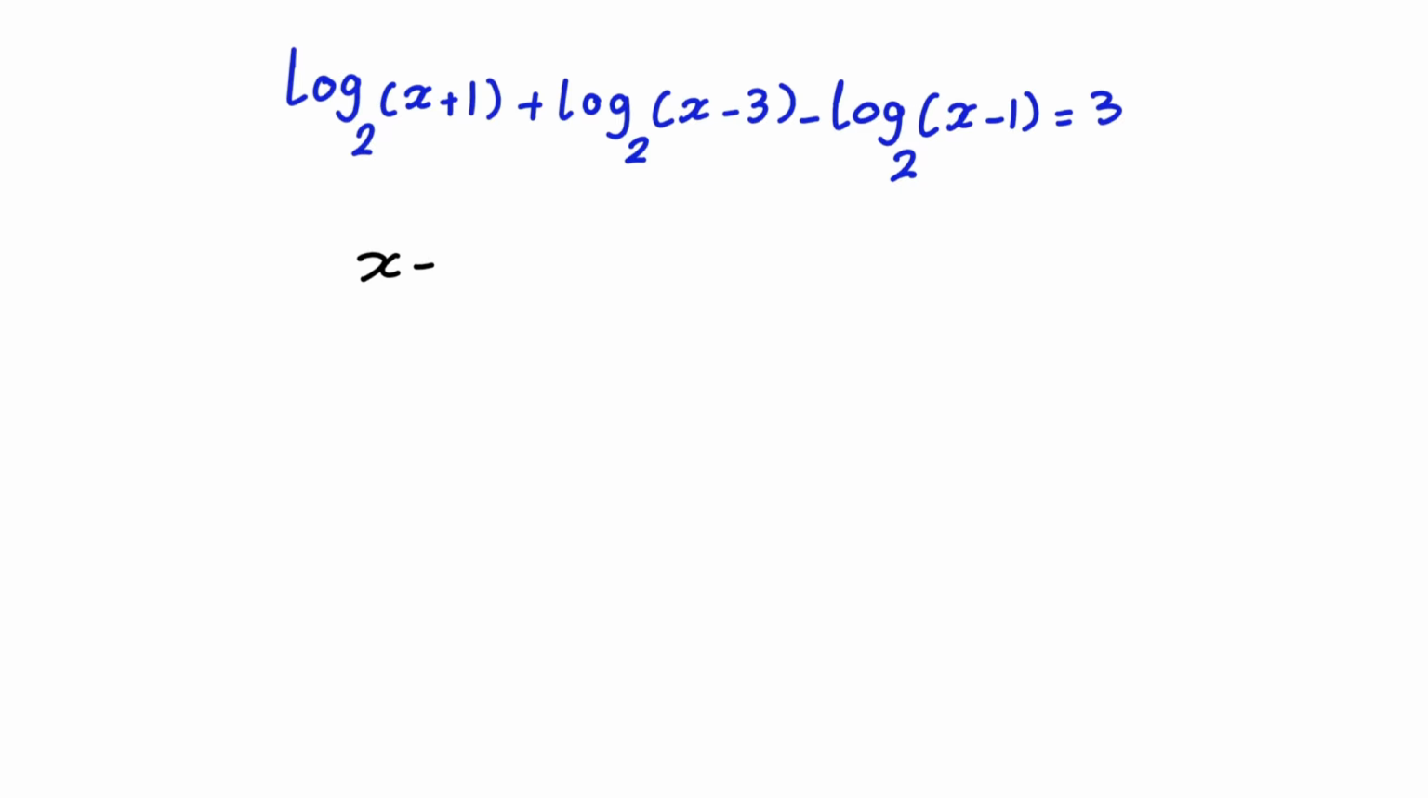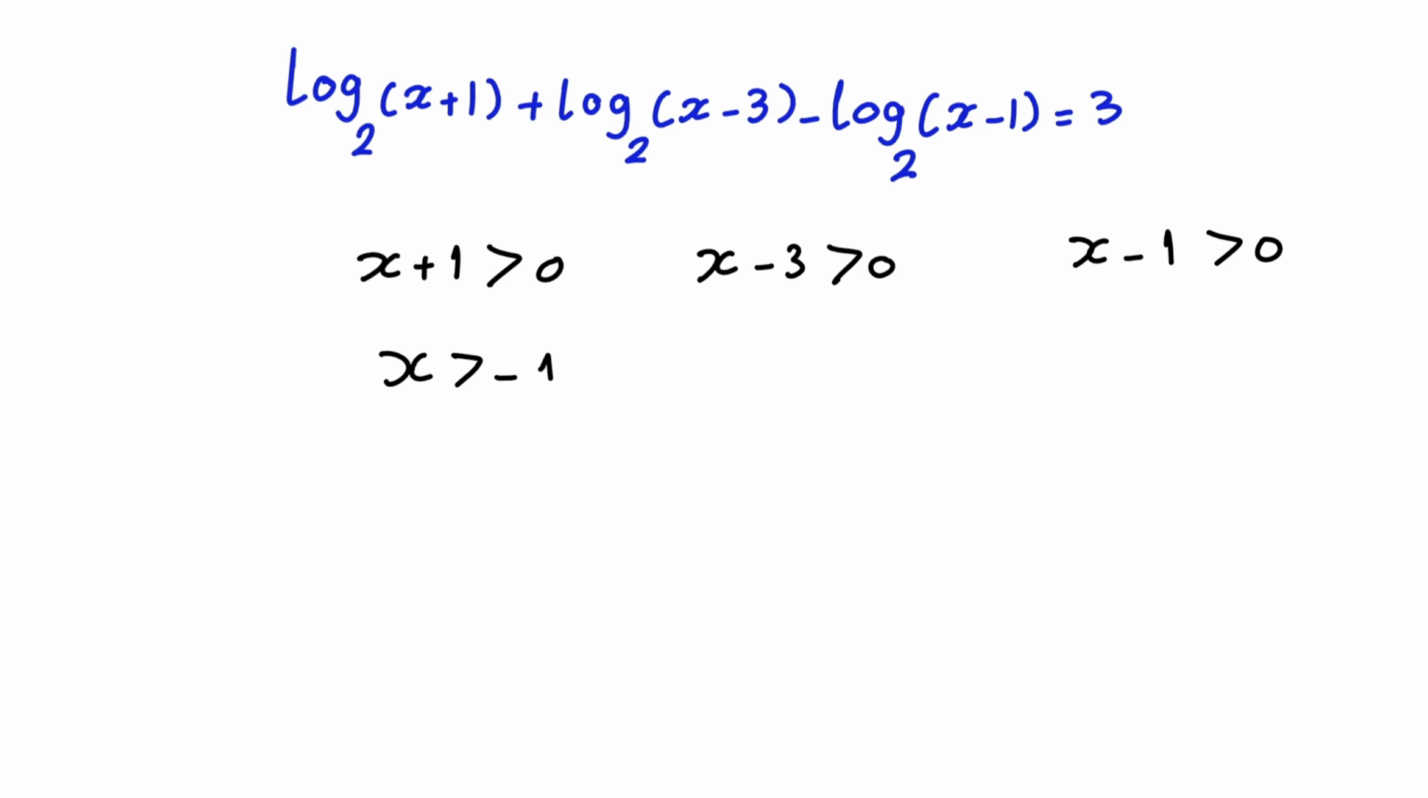Let's solve this logarithm equation step by step. Our problem is log base 2 of (x plus 1) plus log base 2 of (x minus 3) minus log base 2 of (x minus 1) equals 3. First, let's determine the restrictions.